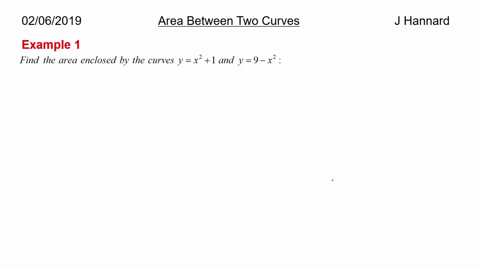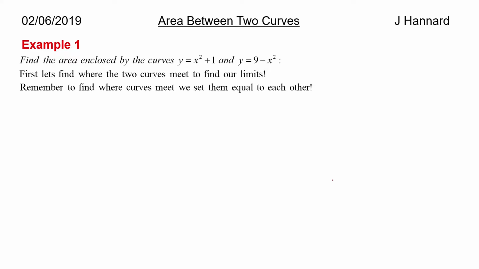So example 1 then. Find the area enclosed by the curves y equals x squared plus 1 and y equals 9 minus x squared. What we're doing here is finding where the two curves meet, so we can find our limits. Remember, to find where curves meet, we set them equal to each other, so we know that y equals x squared plus 1 and y also equals 9 minus x squared. That means x squared plus 1 must equal 9 minus x squared. So we stick them together like that. Tidy up, so you get 2x squared equals 8. Therefore x squared is 4. x is plus or minus 2.